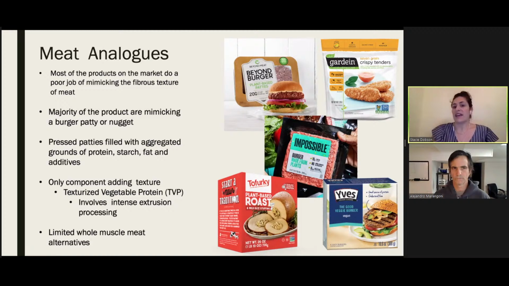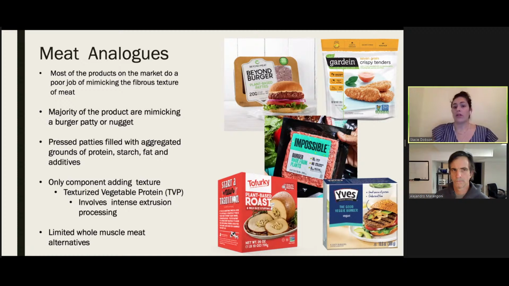So all of those little pieces that are involved in making these grounds take a lot of energy. It's not just a simple process. You can't just grind up some soybeans or grind up some peas and add them in. They're going to have to be processed in a way to give us that fibrous texture. And specifically, we see TVP, or texturized vegetable protein, is a main ingredient in all of them.